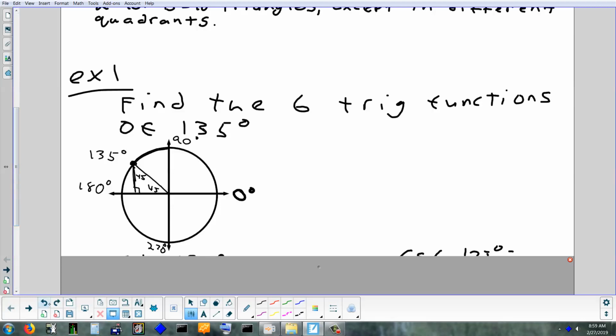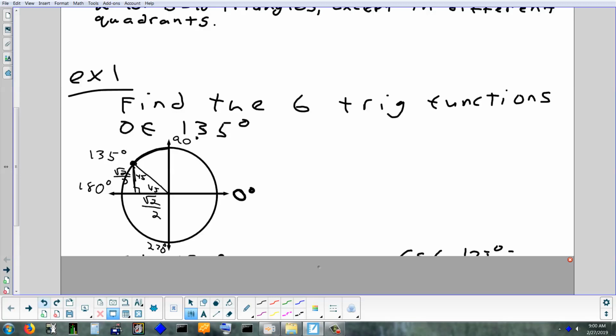All right, so now let's label these two sides. Okay. So Allie, in the 45-45-90, both sides are what fraction? Root 2 over 2. Yep, they're both root 2 over 2.